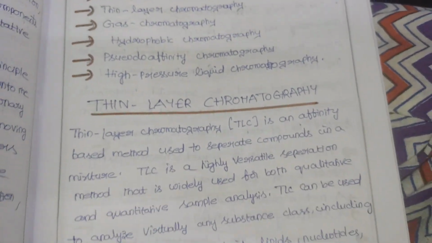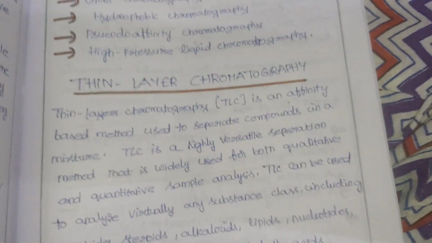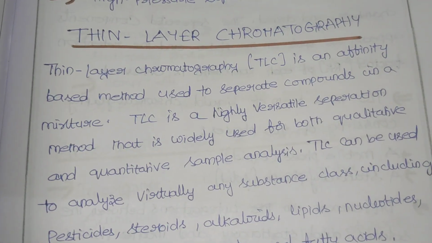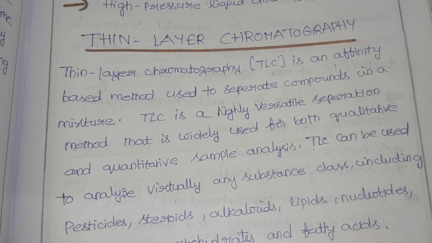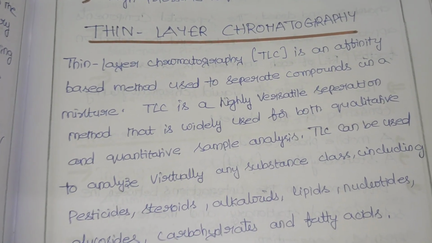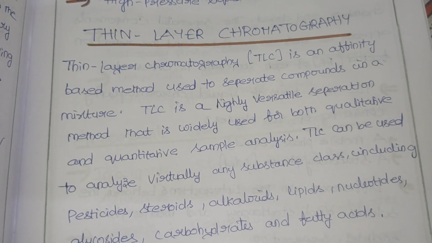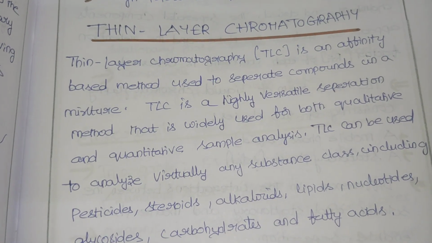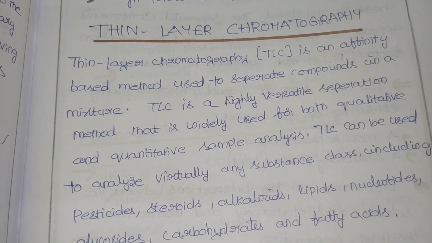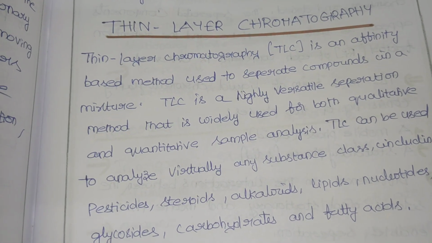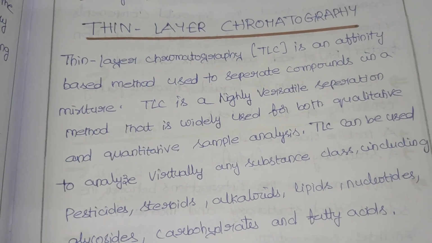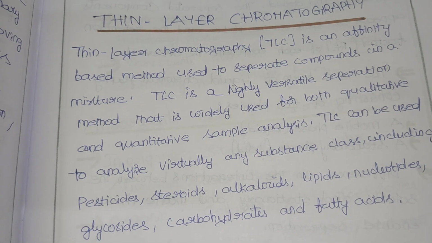First we are discussing thin layer chromatography. What is thin layer chromatography? It is an affinity based method to separate compounds in a mixture. Affinity means it will get attracted to that. It is a highly versatile separation method, used for both qualitative and quantitative sample analysis.